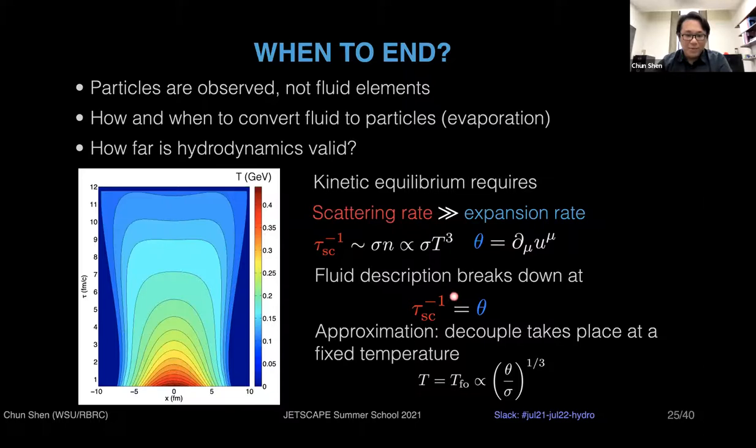When these two rates become equal to each other, this is really when the fluid dynamic description is expected to gradually break down. This can usually be translated into a fixed freeze-out temperature, which is proportional to the expansion rate divided by the scattering cross section to the one third. In practice, we just use a constant freeze-out temperature to define when the fluid cells need to be converted into particles.